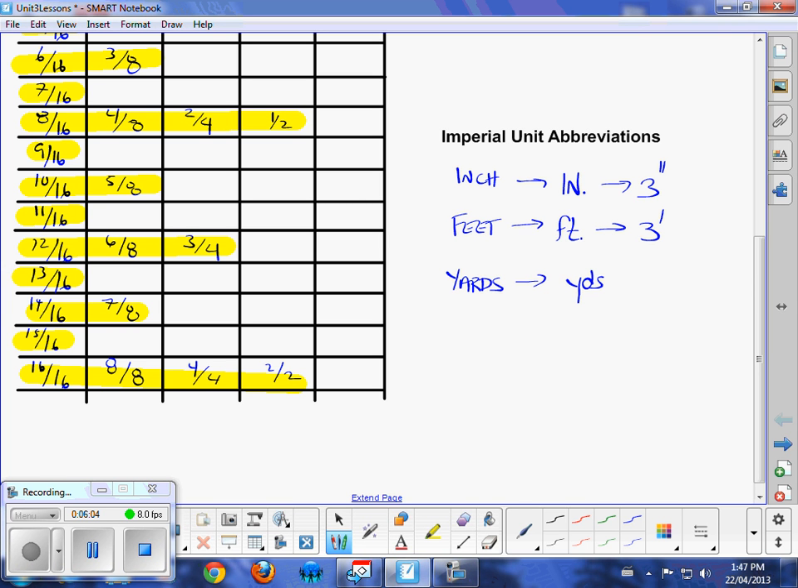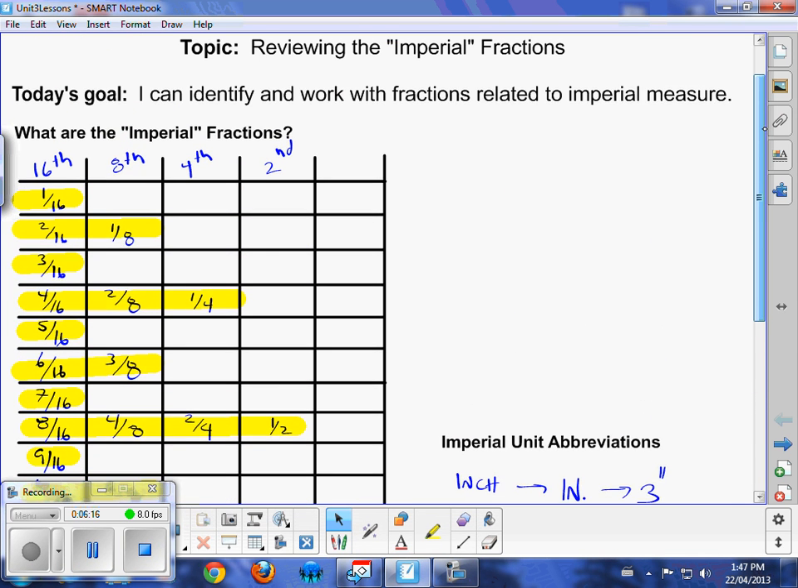Okay, so those are the 3 imperial abbreviations that we're concerned with this year. Next year we get into some of the other ones that exist. So there we are. There is what we call the imperial fractions.